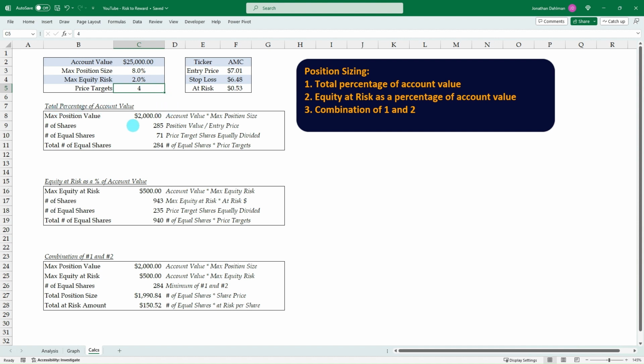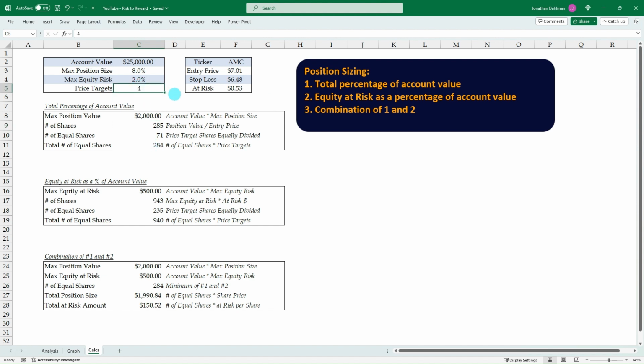So the first method you could do is just take the account value times your max position size that you want. So that would be 25,000 times 8%, and you would have $2,000 that you are going to purchase shares with in AMC stock. And if you just use the round down function of C8, which would be our max position size, that $2,000 divided by the entry price, $7.01, you would have 285 shares.